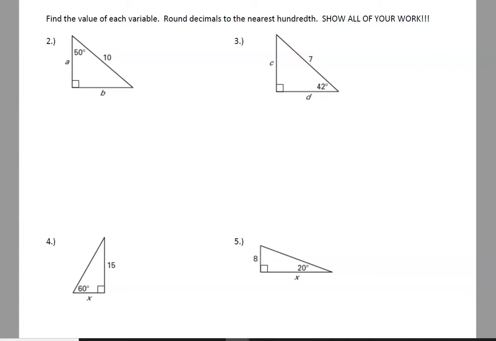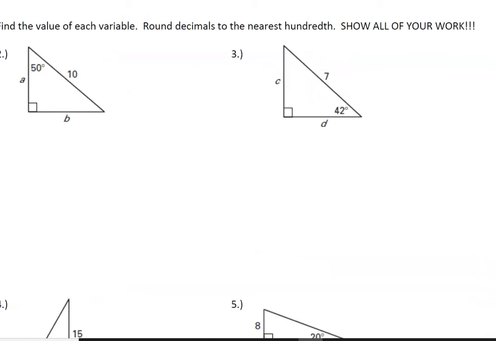Okay, so let's say your math teacher gives you a worksheet that looks something like this, and you're supposed to be finding missing sides or maybe missing angles, it could be, of right triangles. One of the biggest questions that math teachers get is, how do I know whether to use sine or cosine or tangent? How do I know what to use?